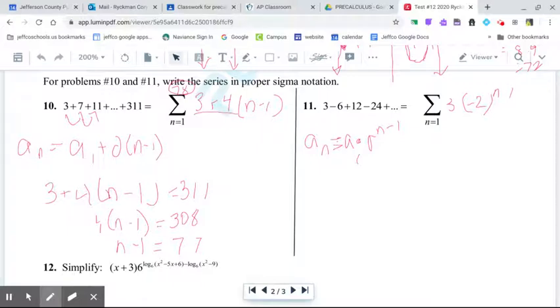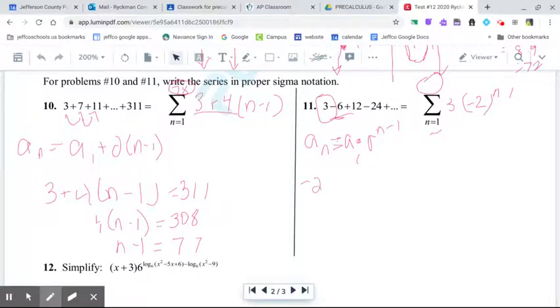Always verify, especially on a test, but anytime, just make sure, does that rule work? Does that make 3 when the first n goes in? Does it make negative 6 when the next n goes in? I think you'll say that it does. As far as what's the last n, now we need to figure out.